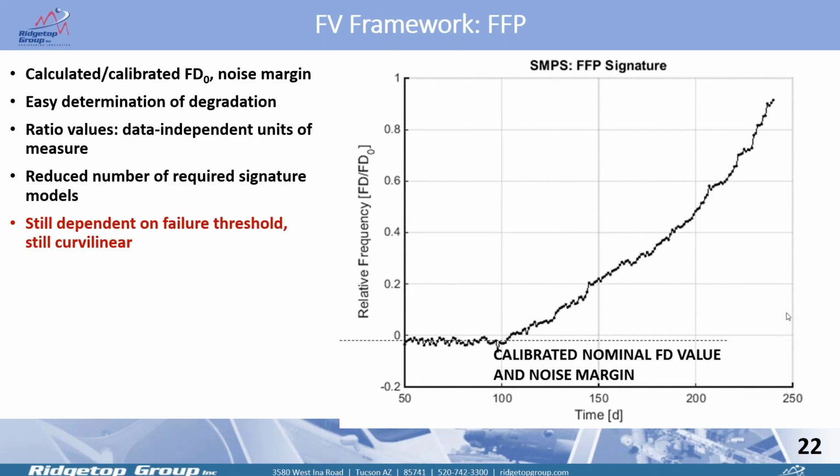You can see the dotted line. That's where I shifted it. That's with the noise margin. So I've basically shifted the signature downward so that any noise perturbations in the absence of degradation don't give me a false indication of degradation. But I still have a noisy curve, and it's still curvilinear.